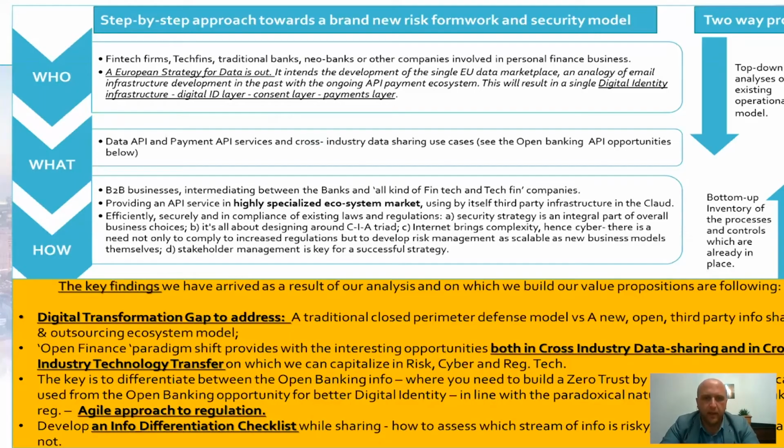So this is a zoomed version of the who, what, and how framework. And here I dropped key findings on what needs to be changed, from the perspective of risk management processes, based on the changes in the business model and industry changes in the ecosystem. As mentioned, the digital transformation gap to address is the traditional closed perimeter defense model versus the new open third-party info sharing and outsourcing model. Then the next key finding is that data brings opportunity, as mentioned, so we can capitalize in risk management processes based on the additional data.